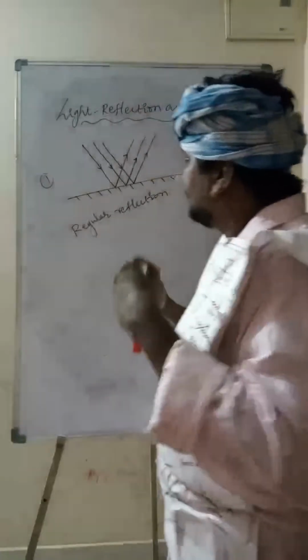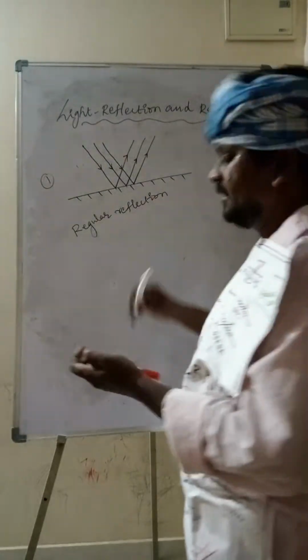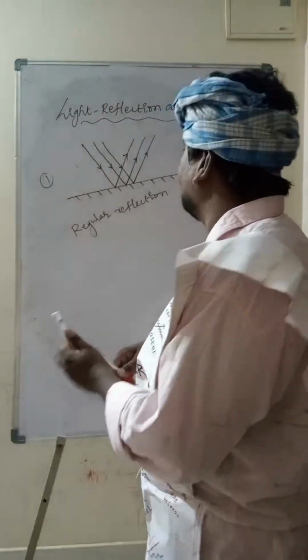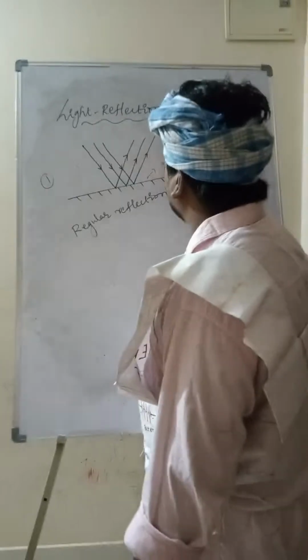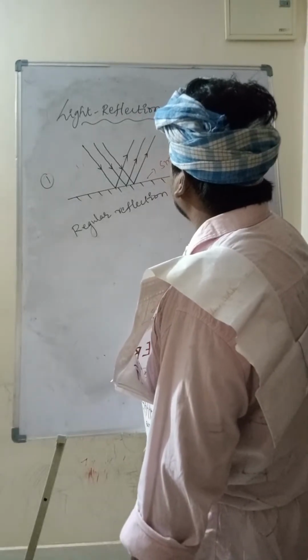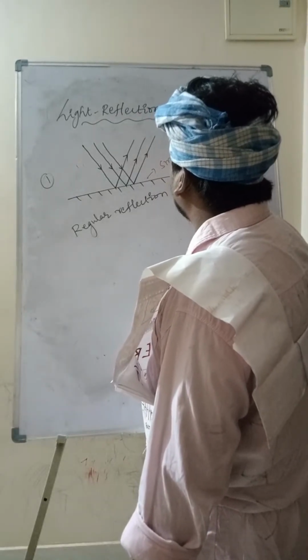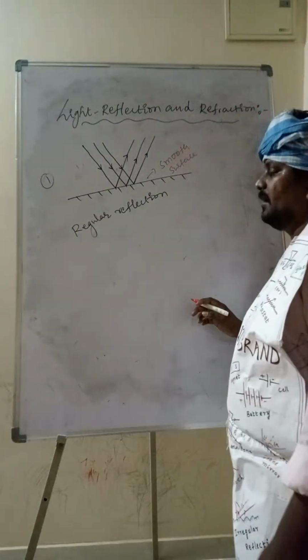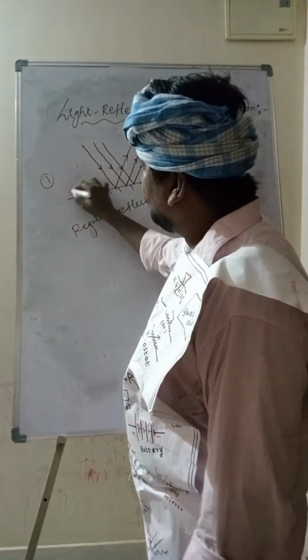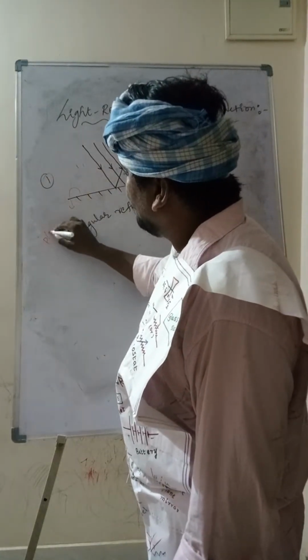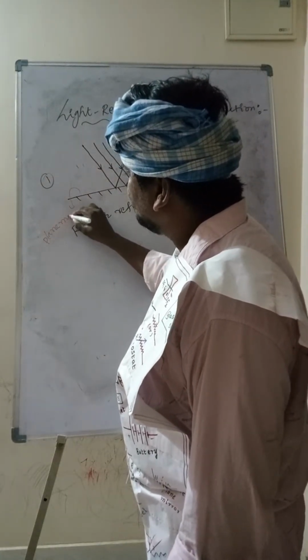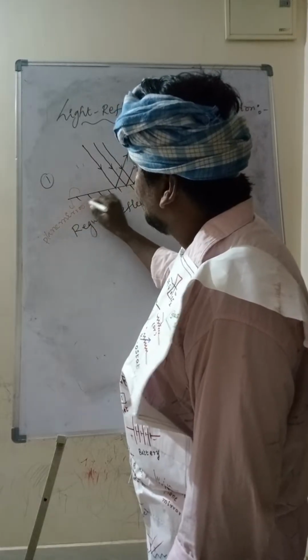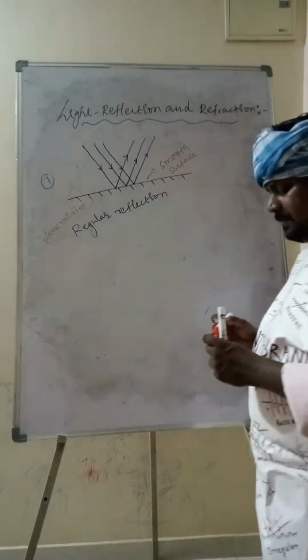Coming to irregular reflection. Regular reflection takes place on a smooth surface. This is the smooth surface, which is also called a plane mirror. For example, I am taking the plane mirror. So regular reflection takes place.